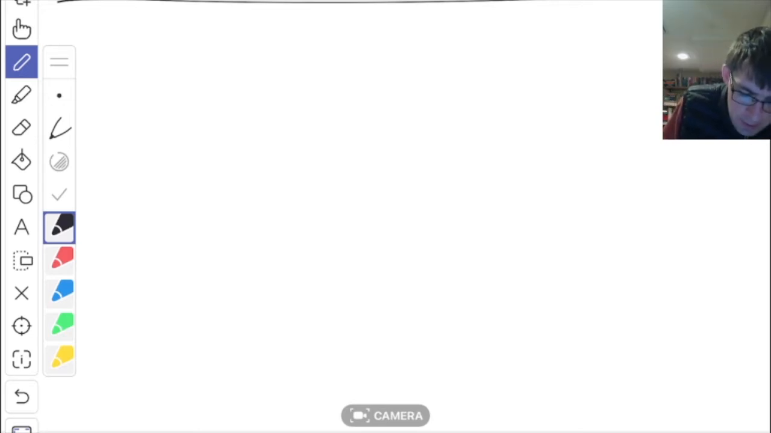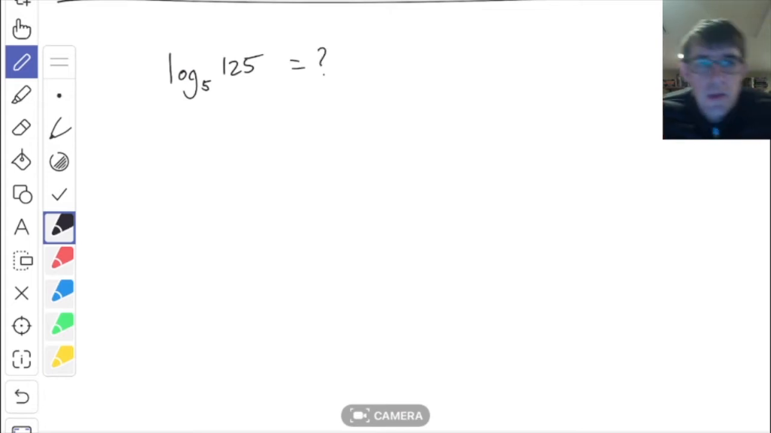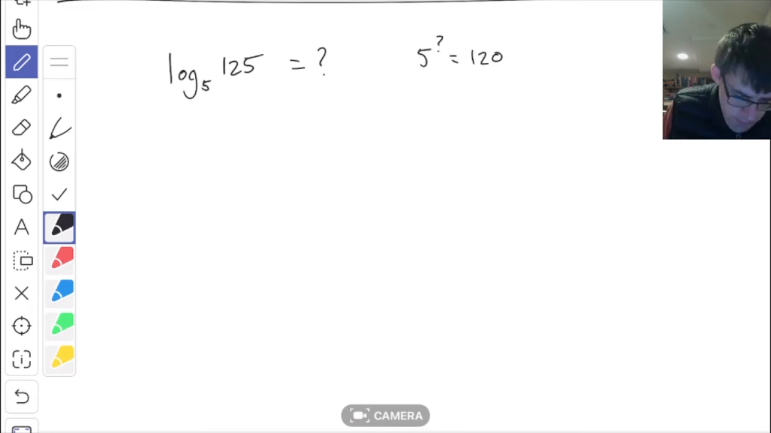How about, let's see if we can find the log base 5 of 125 equals what? Find the log base 5 of 125, all right? This is not hard to do once you know what it's asking, but you'll have to think carefully about what exactly this means. Log base 5 of 125 means: 5 to what power equals 125?